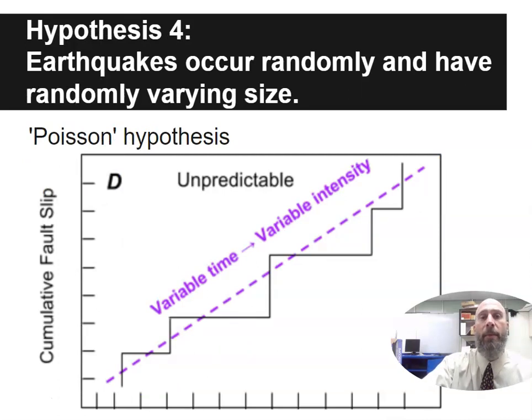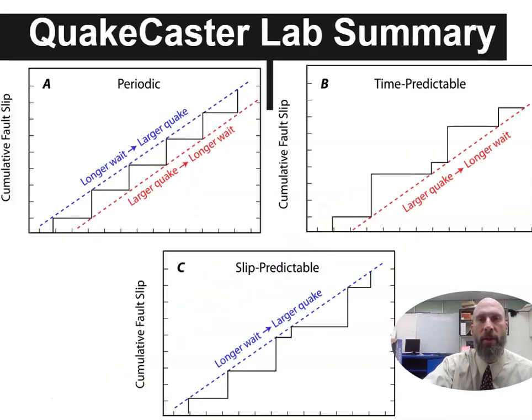Hypothesis 4 is that earthquakes occur randomly and have random varying sizes. So we have variable time, variable intensity. It could be a long period of time with a smaller earthquake, and then it could be a short period of time, and then you have a big earthquake. So this one is saying it's a little bit more random, and you'll notice on this one that none of the points are really hitting on the purple line, so they're not lining up at all. So it's non-linear, hence the concept that it's random.